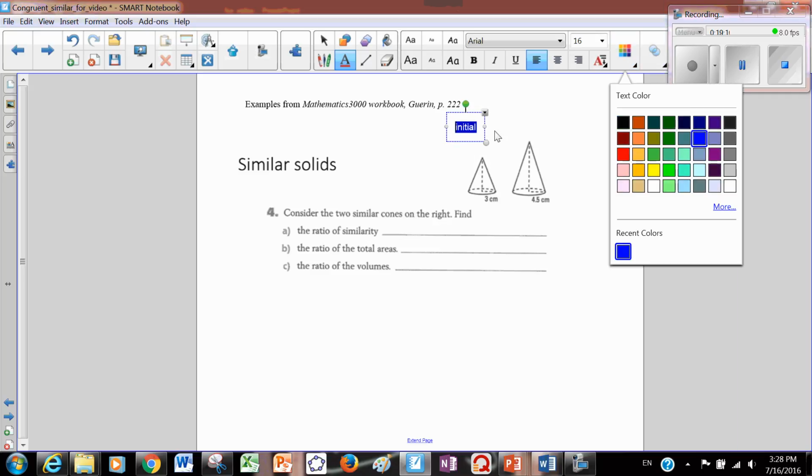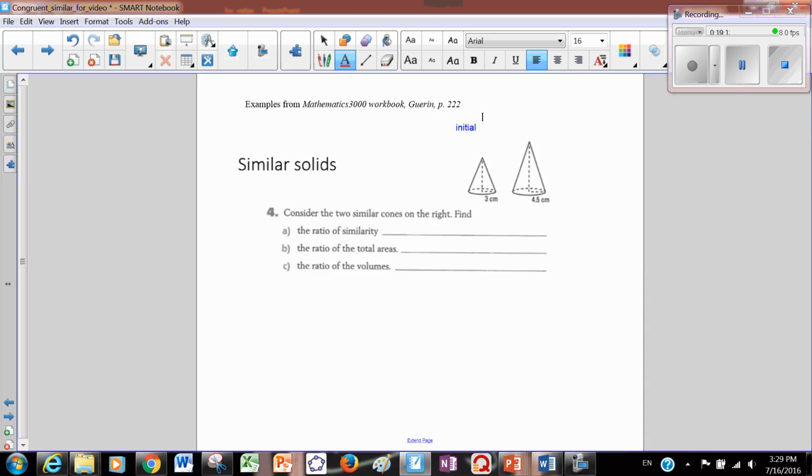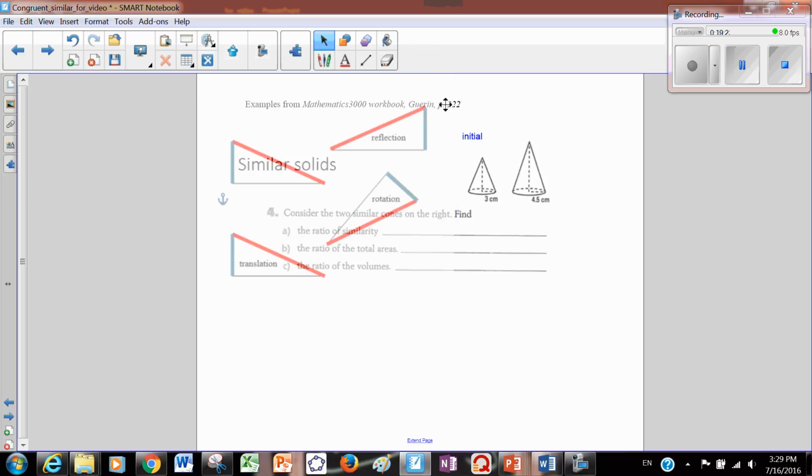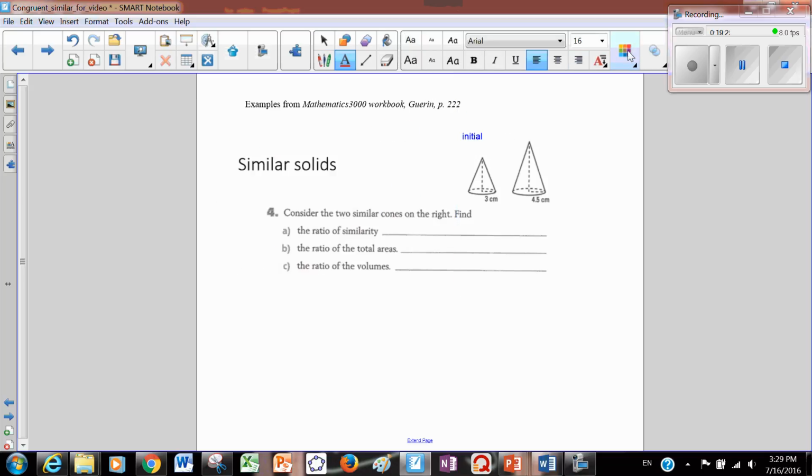I'm going to put this in blue. This is my initial figure, or rather, solid. And I'm going to take blue again and call this one my image. When we find the ratio, you have to remember that our K is always equal to image over initial. So that's important.